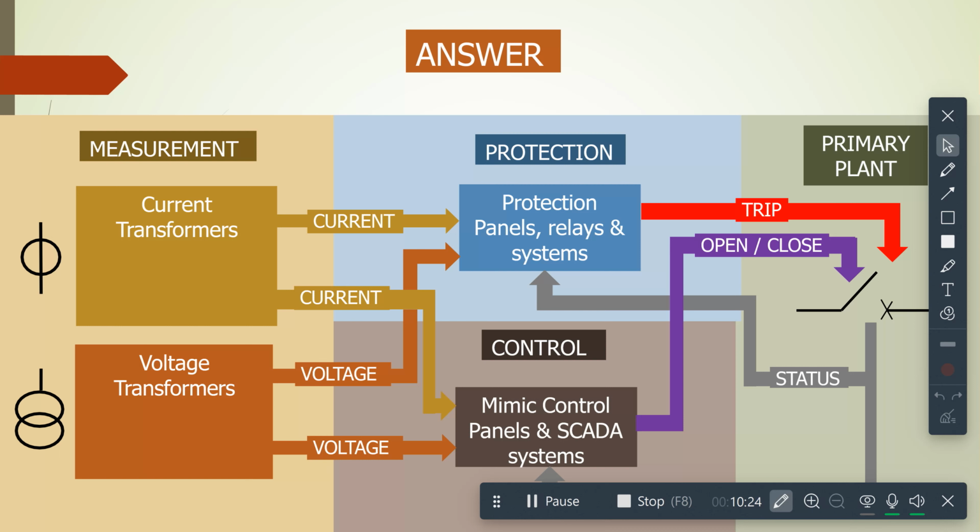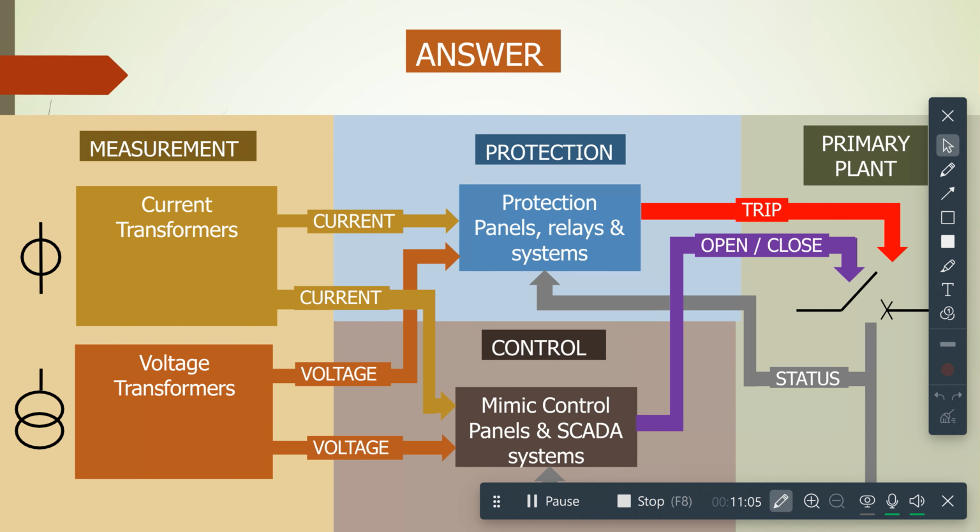The current transformer feeds current information into the protection system and the control system, and likewise the voltage transformer provides voltage information to these two systems, the protection and the control system. Then what does the control system do? The control system sends signals to open and close the primary plant, and we then get status signals back from the primary plant to the protection and control equipment. Finally, when something goes wrong, the protection system sends a trip signal to open the circuit breaker in an emergency.